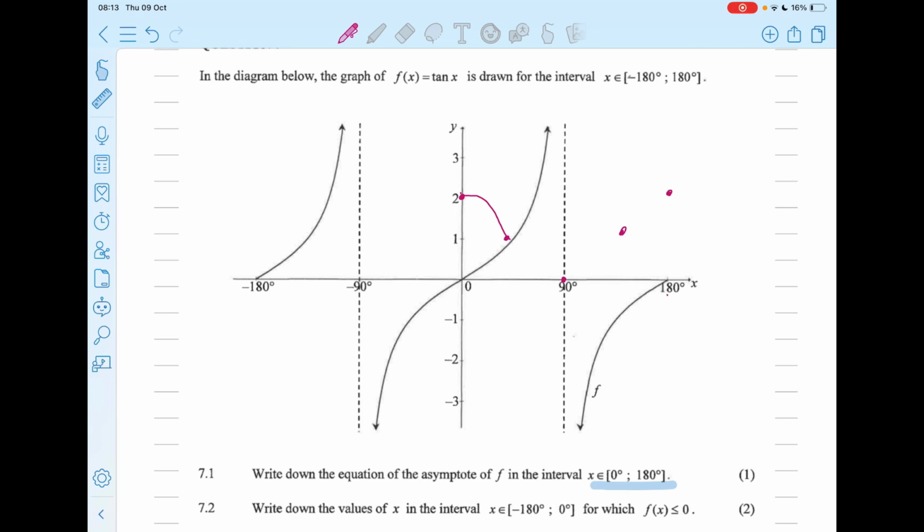So then we can join. My curve is not very smooth. There we go. And then we just do the same thing on the left. So negative 45, that's when it's at positive 1. Negative 90, it's at 0. Negative 135, it's back at 1, somewhere there. And negative 180, it's at 2.